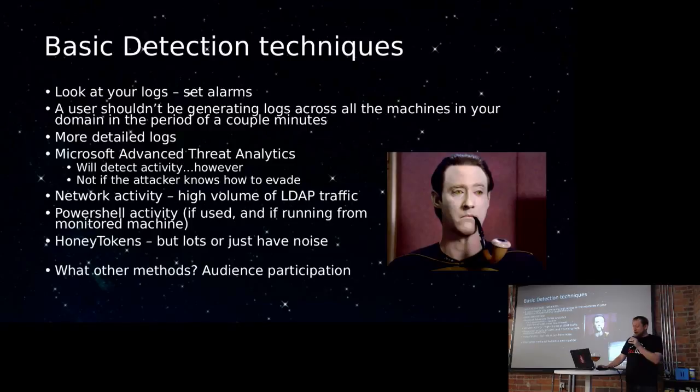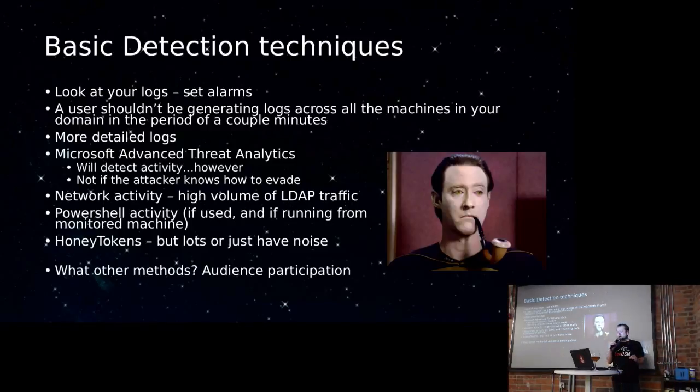Some other methods of detection, network activity. You're going to see a high level of LDAP traffic coming from the source machine to the domain controller. Chances are no normal machine should have that level of LDAP activity. It just wouldn't make sense. The PowerShell activity, if you see people running these certain scripts or doing things in PowerShell and you have endpoint protection that can detect that type of PowerShell activity, build a rule to look for this type of thing.